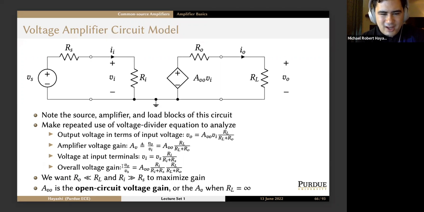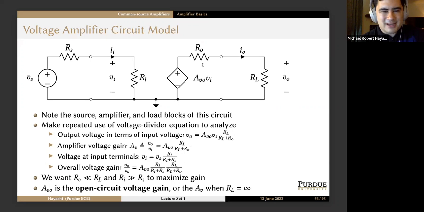So if we wanted VO to VS, we can write that as VO to VI as VI is to VS, or AVO times RI over RI plus RS, times RL over RL plus RO. If you want to maximize the overall voltage gain, we can design the amplifier, so we should figure out what we need to do to RO and RI.